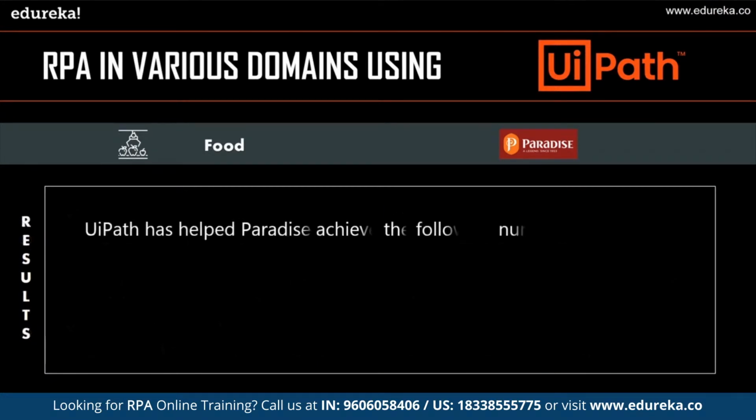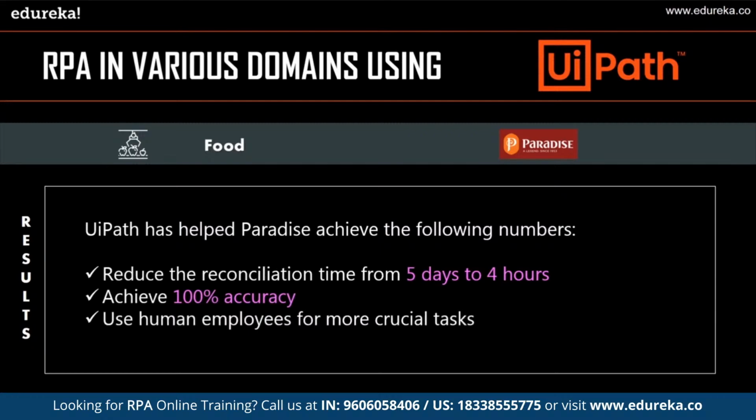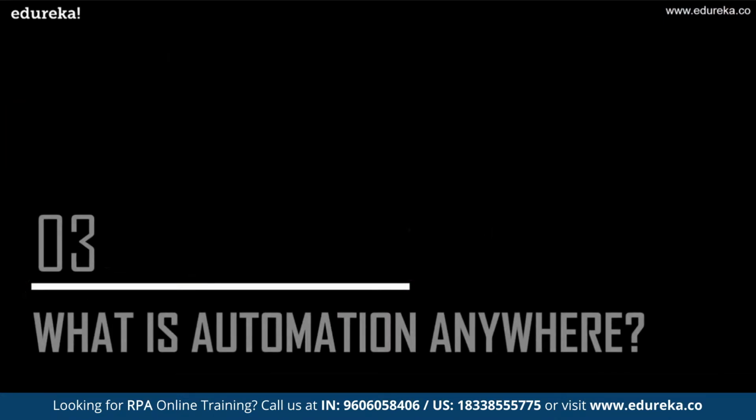So the results observed were as you can see on my screen. The reconciliation time was reduced from 5 days to 4 hours and 100% accuracy was achieved. Also, the human employees were now used for more crucial tasks. So that's how, guys, RPA was used by Paradise to generate high profits. So with that, we come to an end to this particular section of this session.